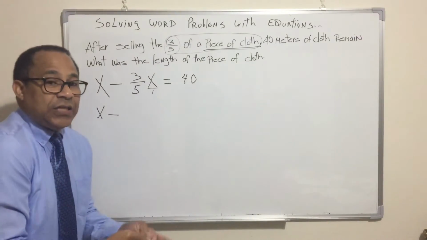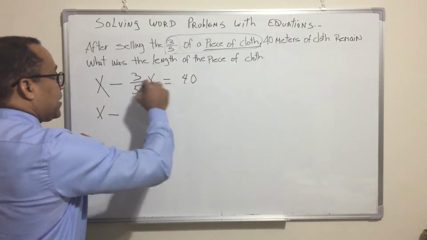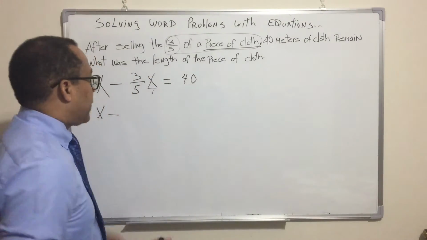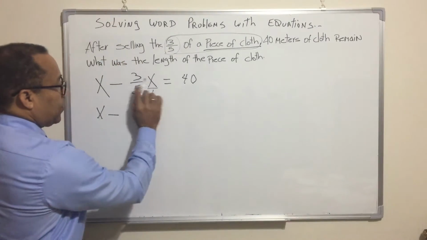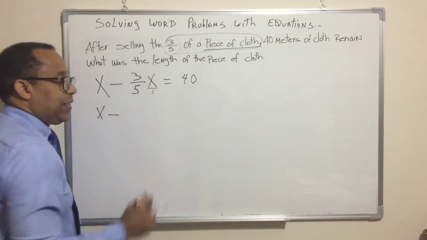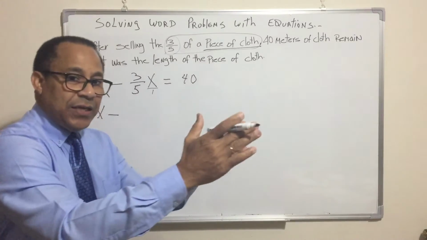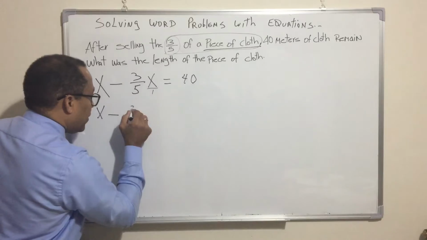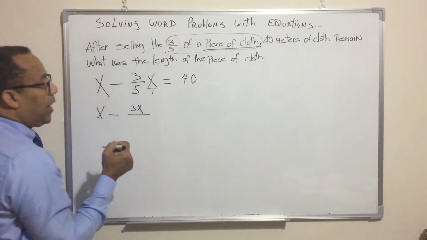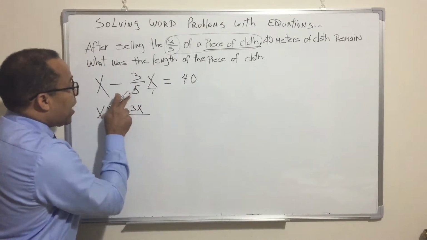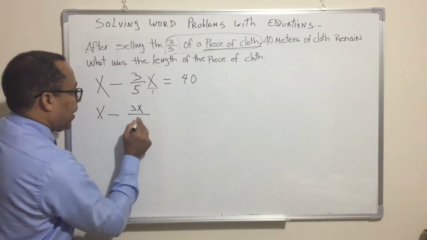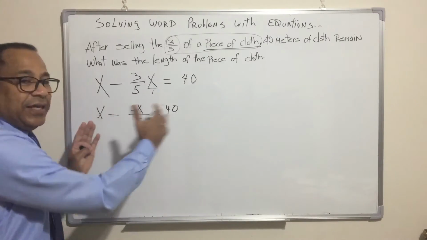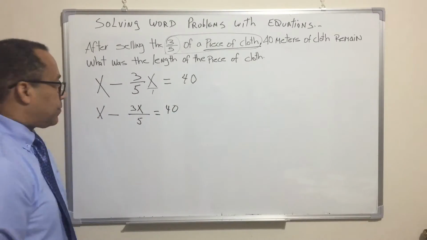So to make it easier, let's have this become only one term. How? By multiplying, because that's a multiplication. 3/5 x means 3/5 times x. So I am multiplying the numerators, 3 times x, 3x, over. I'm multiplying the denominators, 5 times 1 equals 5, equals 40. And now it looks easier to solve.